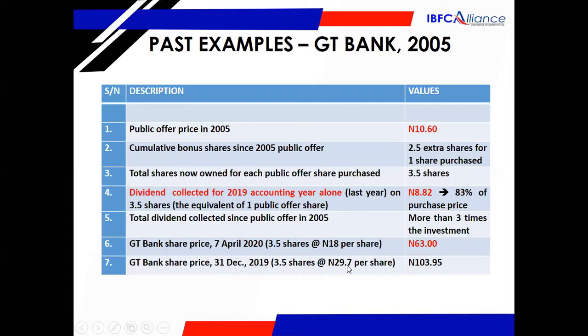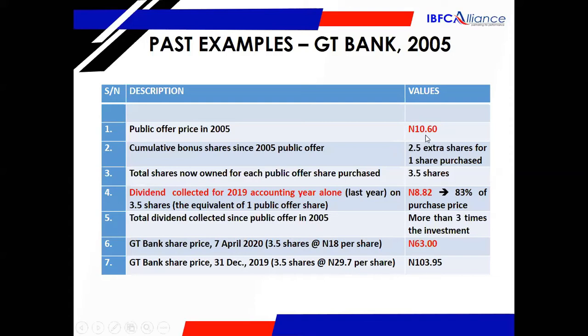down from 29.7 as at 31st December. At that 18 naira per share, somebody that bought one share at 10 naira 60 kobo and now has 3.5 shares actually amounts to 63 naira, in spite of having collected 3 times the investment back. Now let me try and put this into perspective.